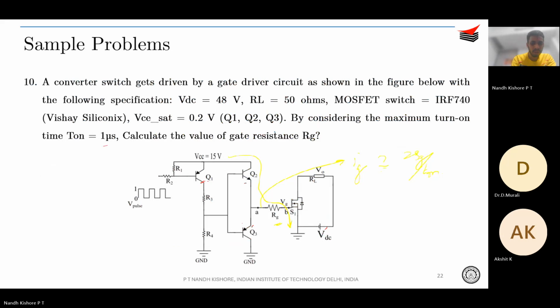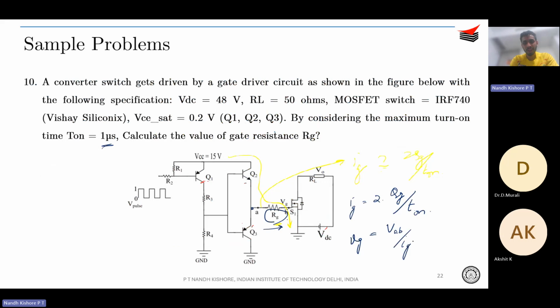So first you needed to compute what is RG. In the simple base drive circuit, the first problem was to find IG. IG is basically 2 into QG divided by T on. T on is 1 microsecond anyway, right? So you know what is IG, and to calculate RG, you just need to use the voltage VA minus VB, so VAB divided by IG.